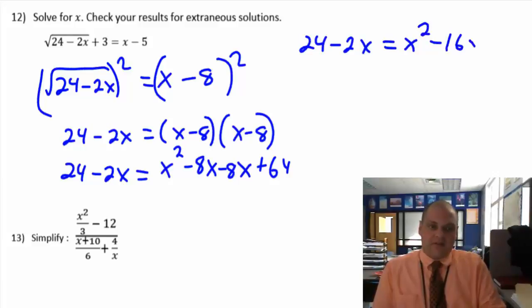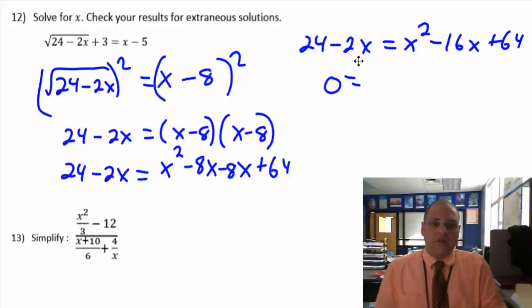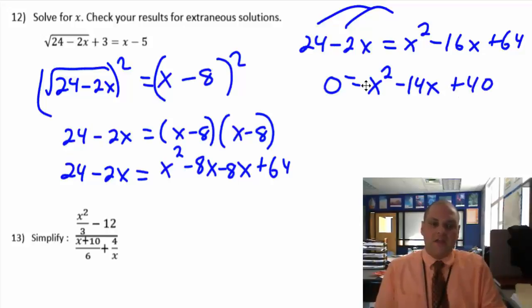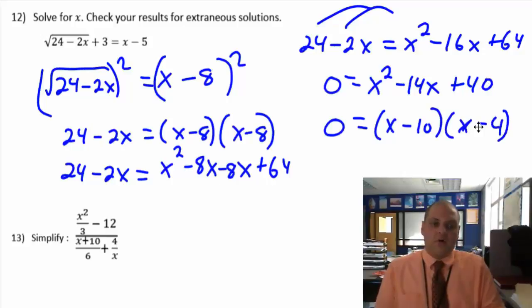x squared minus 16x plus 64. So now, remember, quadratic, get everything equal to 0. Add 2x, bring that over, minus 24. x squared, add 2x, minus 14x. Subtract 24, plus 40. All right, so I'm going to factor this. What are we going to do? 10 and 4. That's a good one. Yeah, 40 and then 14. There we go. (x minus 10)(x minus 4). x equals 10 and x equals 4.